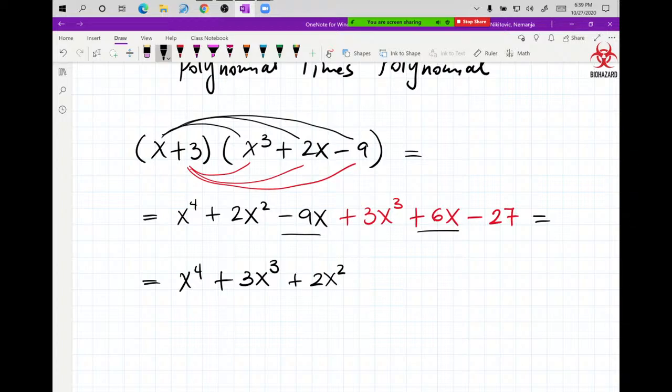Minus 9x. Well, this is where we use our like terms to combine them. So minus 9x plus 6x is minus 3x. And then minus 27. There it is. So that is one of those.